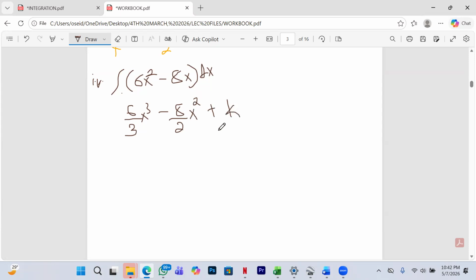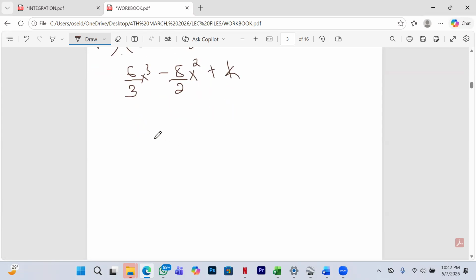Once again, let's bring our constant. So you know that 3 can go into 6 two times, so we have 2x cubed minus, then 2 can go into 8 4 times, 4x squared plus k. That becomes our final answer.